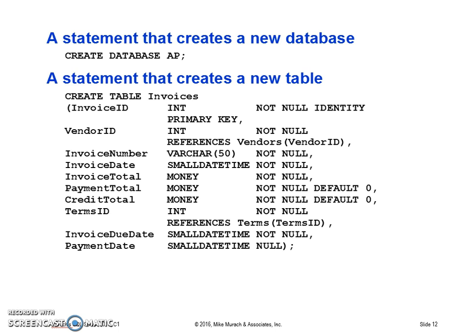So this DDL statement, create database AP, and then create table invoices with all the different fields and all the attributes of the fields.